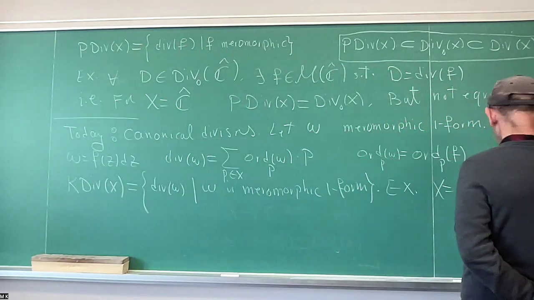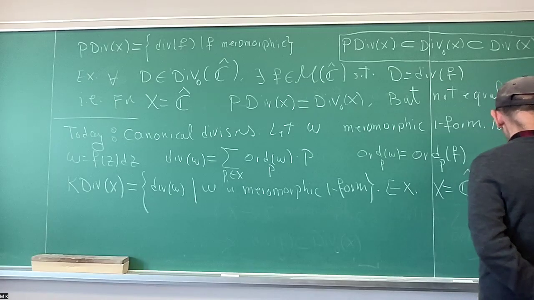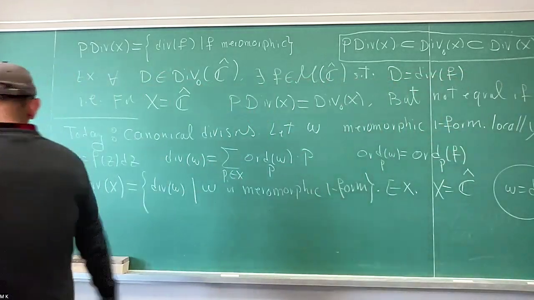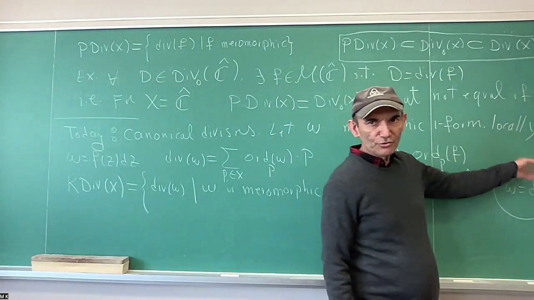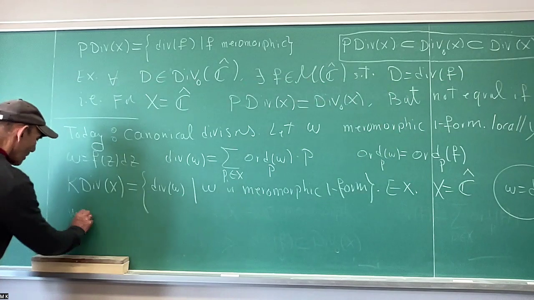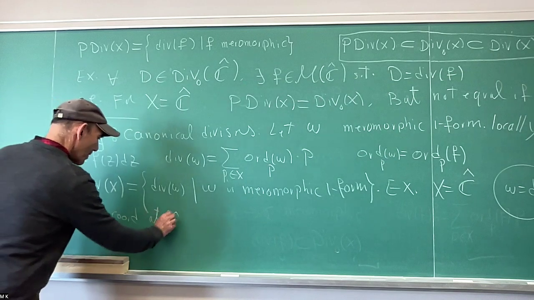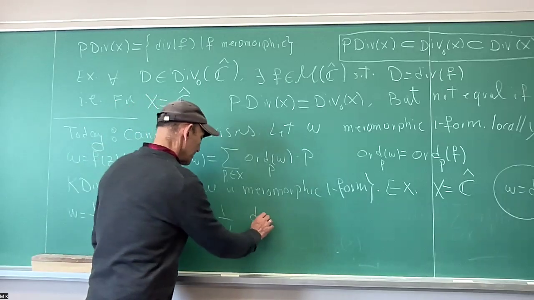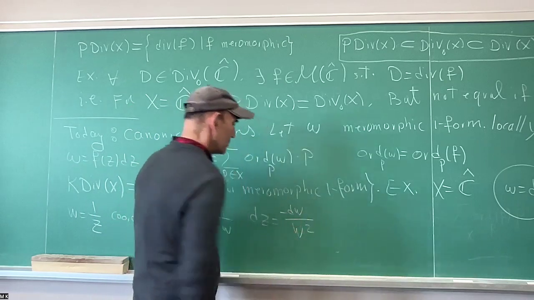Here, omega equals dz. So this is a meromorphic one-form. Where are the poles and zeros of this form? The only place that we don't understand is at the point infinity. So we have to understand the point infinity, and for that we choose the coordinate w equal to 1 over z. This is the coordinate at infinity. So z equals 1 over w, and then dz is equal to minus dw over w squared.